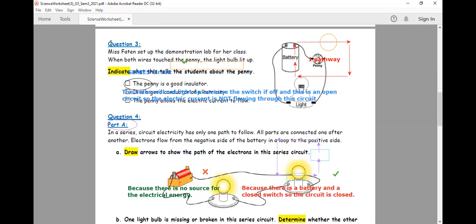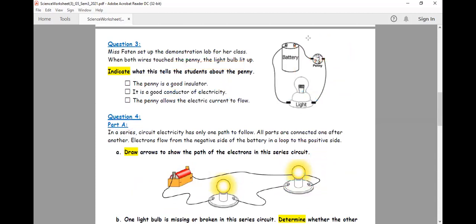Question number 3. Majid, please mute. Miss Fatin set up the demonstration lab for her class. Let's imagine I did this. In my circuit, there is a battery, a source for the electric current. There is a light bulb, and I added a penny to the circuit. When both wires touch the penny, the light bulb lit up. What will this tell you about the penny?